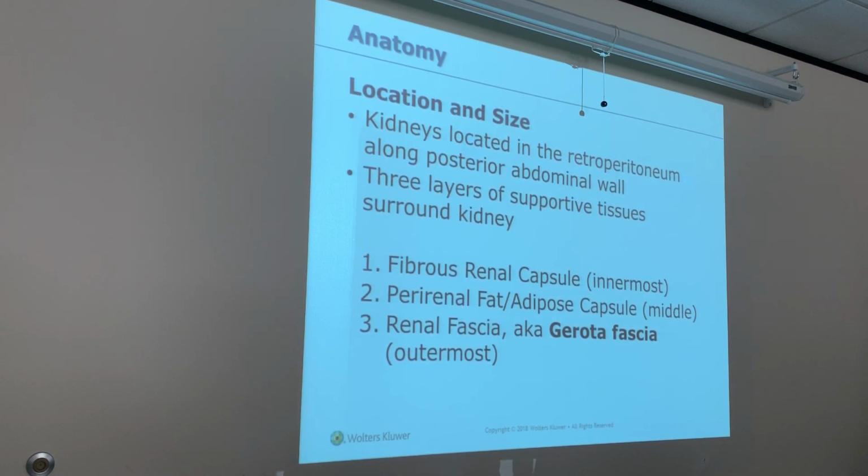Okay, so this you've already known, retroperitoneal, 3 layers: a renal capsule, perirenal fat or adipose tissue, and a fascia that surrounds these 2 areas, and that's called Gerota's fascia.